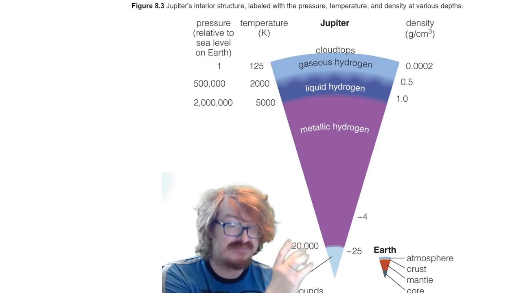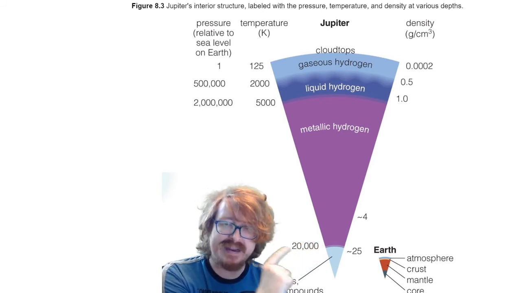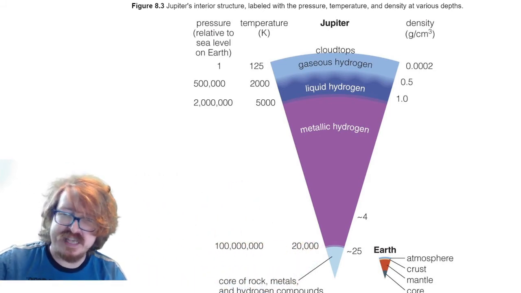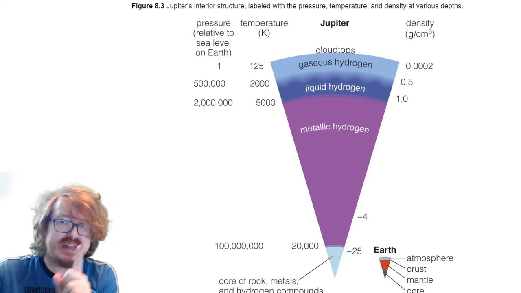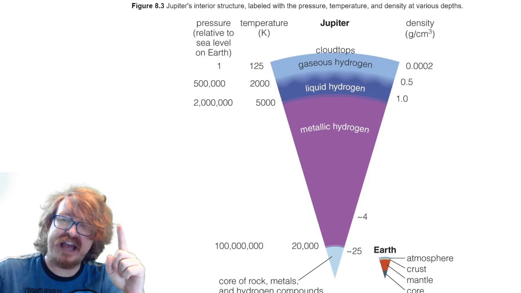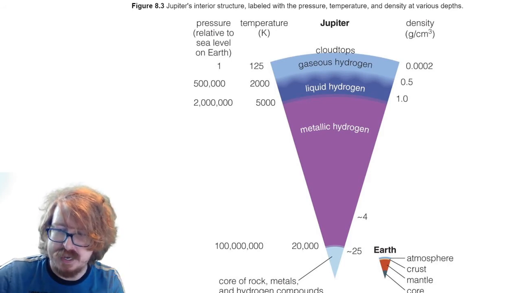Do Jupiter and Saturn have a magnetic field? Do those guys have magnetic fields? To help you answer that question, remember, to have a magnetic field, you have to have a liquid conductor inside. Okay?